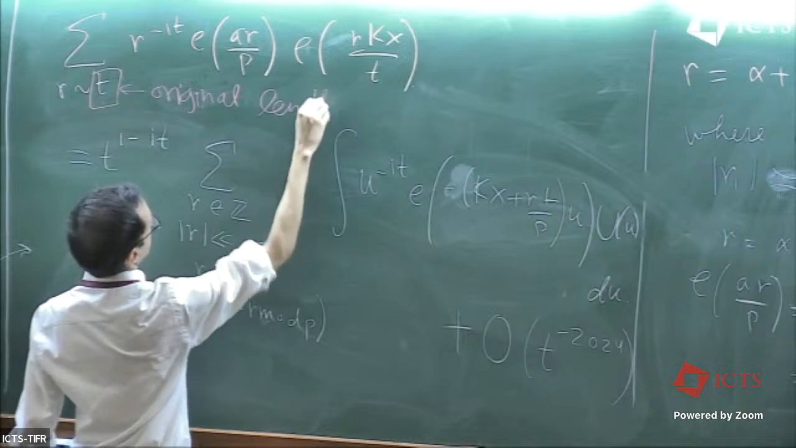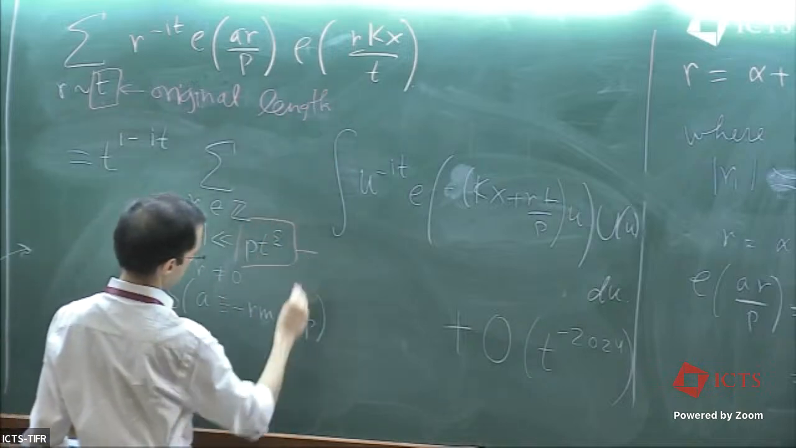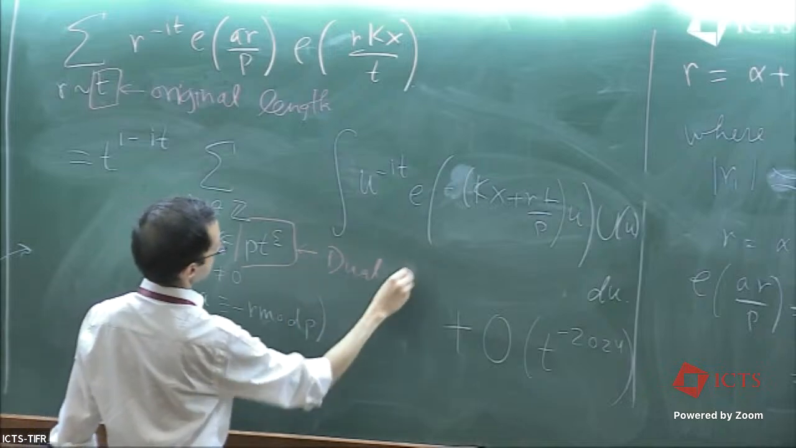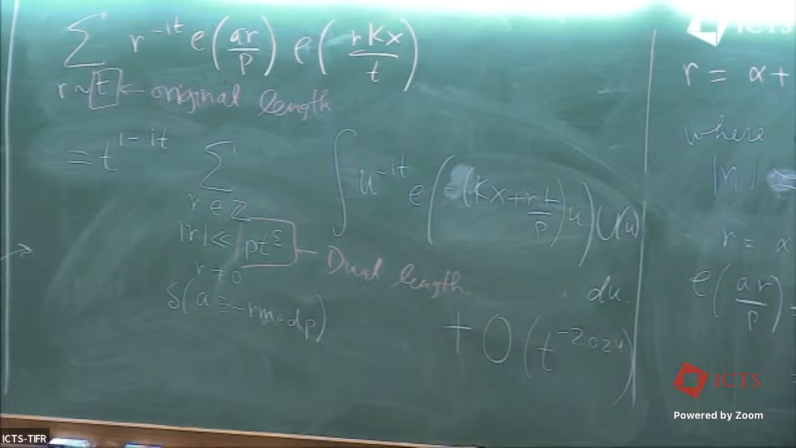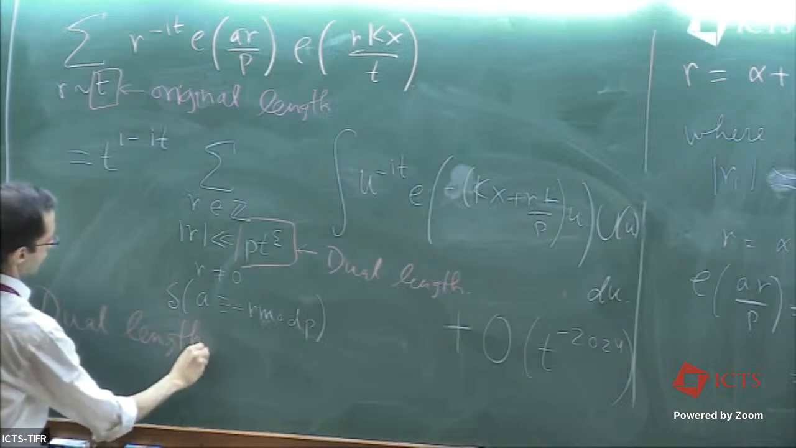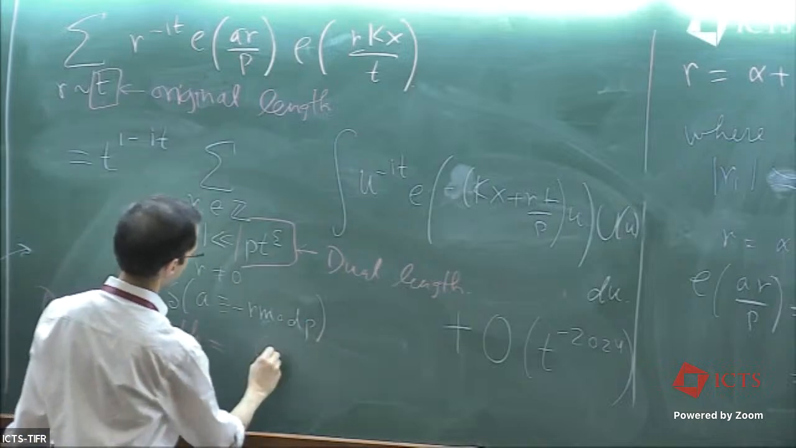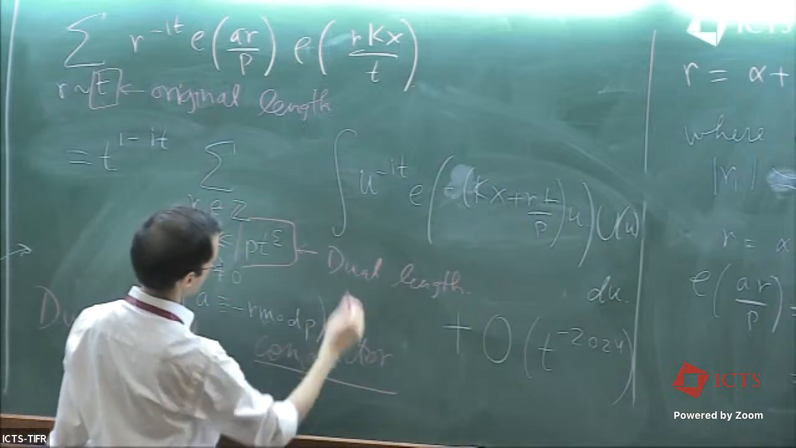Once you apply a Poisson formula, which is a dual formula, you get a dual length. There's a very nice way of getting the dual length out of the original length. The dual length is going to be the conductor over the original length. So it's the conductor of the sum, not the L function.